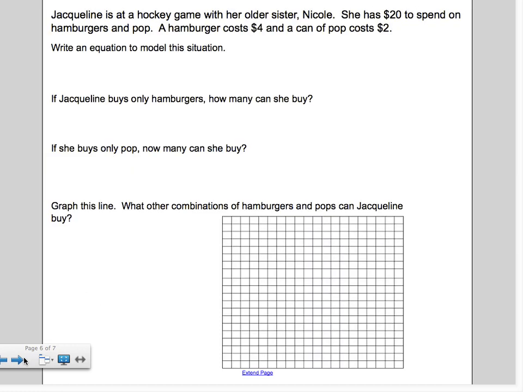So Jacqueline goes to a hockey game. Can't be a Leafs game because you can't get Leafs tickets. So it must be like a Marlies game or something. $20 to spend on hamburger and some pop.